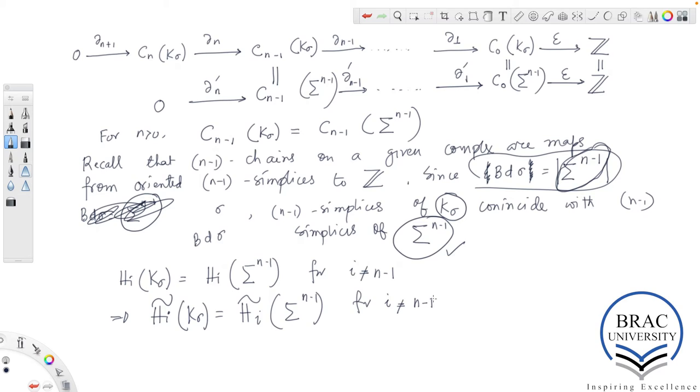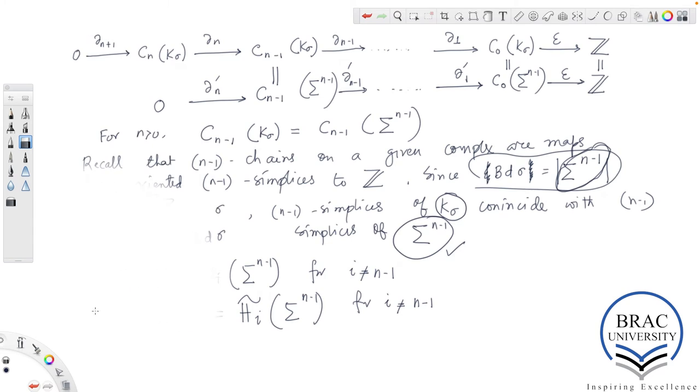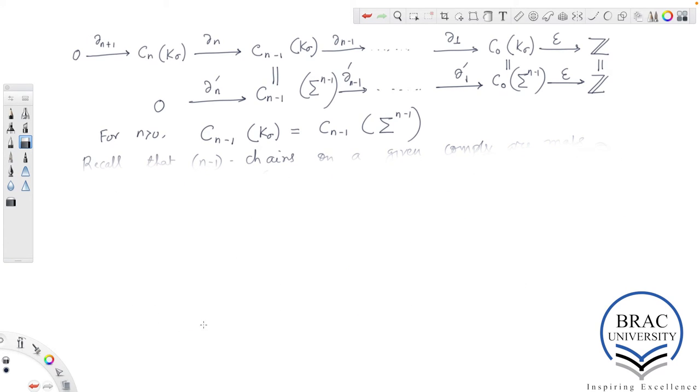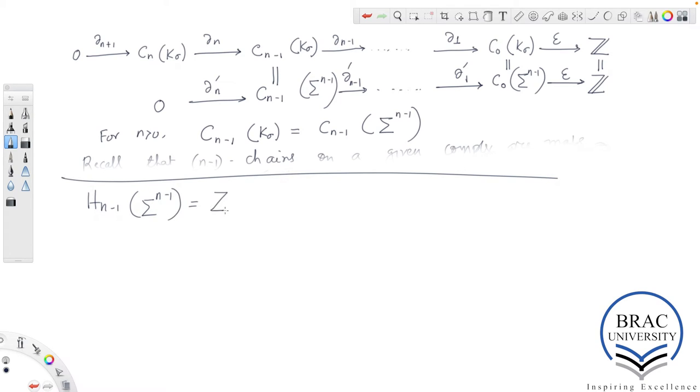Okay. Good. Now, the subtle situation occurs when i is equal to n minus 1. Let us compute the homology in the case when i is equal to n minus 1. So H sub n minus 1 of sigma n minus 1 is supposed to be equal to Z n minus 1 of sigma n minus 1 quotiented out by the n minus 1 boundaries of sigma n minus 1.